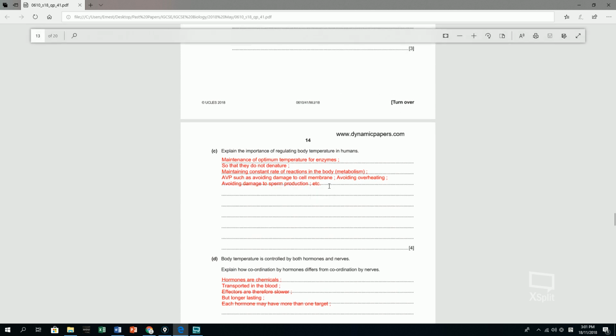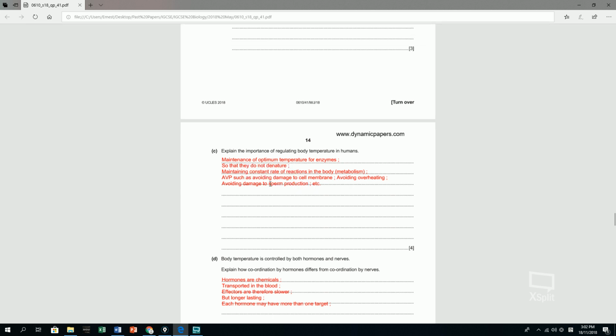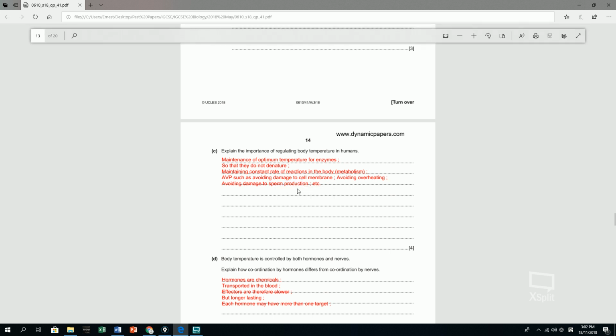Remember, the scrotum keeps the testicles outside of the body just to allow sperm production to be a bit more effective, because high temperatures will actually damage sperm production, and even the normal body temperature is too high for that, so that's why it's kept outside. So you could have used any of these points here.